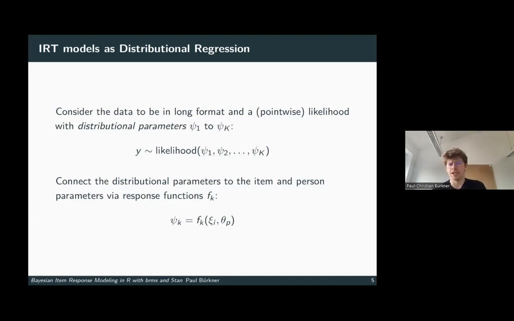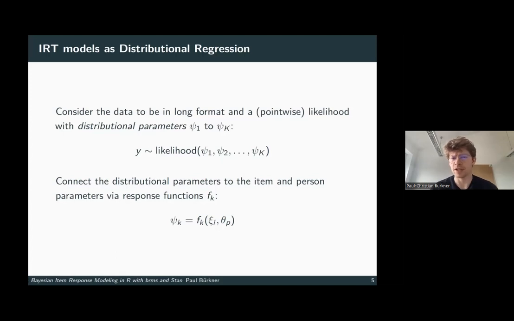So each or a subset of those distributional parameters can be connected to the item and person parameters by a response function f_k, where k indicates the distributional parameter. So distributional parameter psi_k is equal to some response function f_k of the item and person parameters.